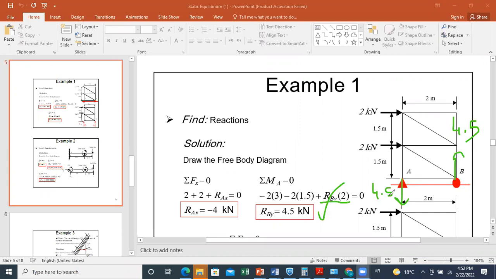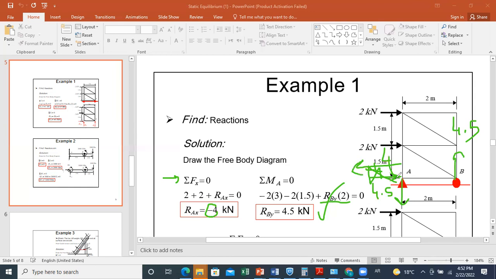And for AX, if I want to present it on the figure, look, I assumed AX to the right. When I solved, I got RAX equal minus 4 kilonewton. I can keep it to the right on my figure and put minus 4, or I can fix it. Because I got a negative result, this means that my assumption was wrong. The reaction at AX is not directed towards the right, it's directed towards the left. So I can just erase here and put the actual direction and put 4 close to it.